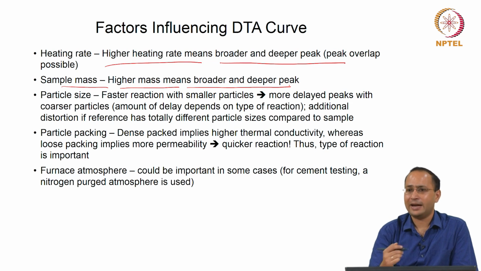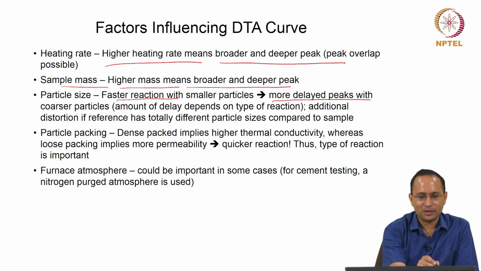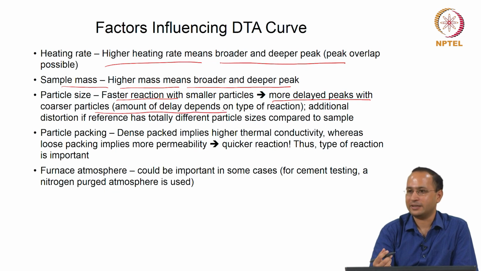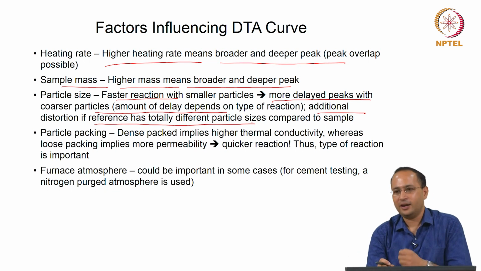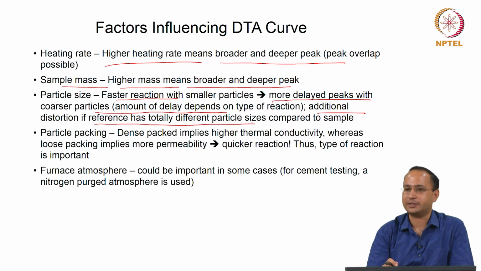Now particle size, how does that affect your DTA curve? Everyone is familiar that smaller particles tend to react at a faster rate, right, because you have higher surface area. So this leads to more delayed peaks with coarser particles. Also there is additional distortion if the reference has a totally different particle size, because we are talking about the reference material also. If there is a big difference between the particle size of the sample and the reference, you will see some distortion in the peak.